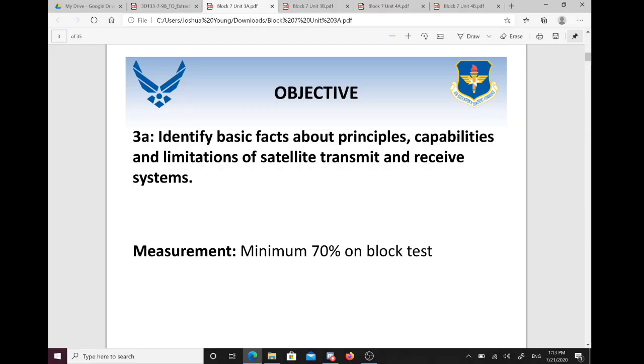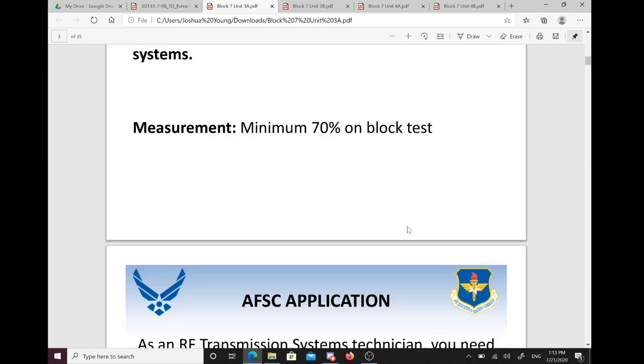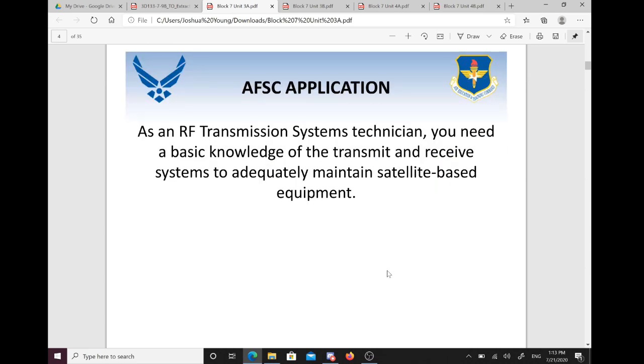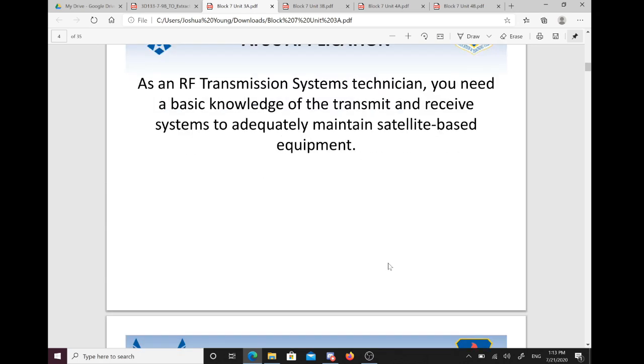Good afternoon. Today we will be covering Objective 3 Alpha, and in 3 Alpha we will be identifying basic facts about principles, capabilities, and limitations of satellite transmit and receive systems. As an RF transmission systems technician, you need a basic knowledge of the transmit and receive systems to adequately maintain satellite-based equipment.